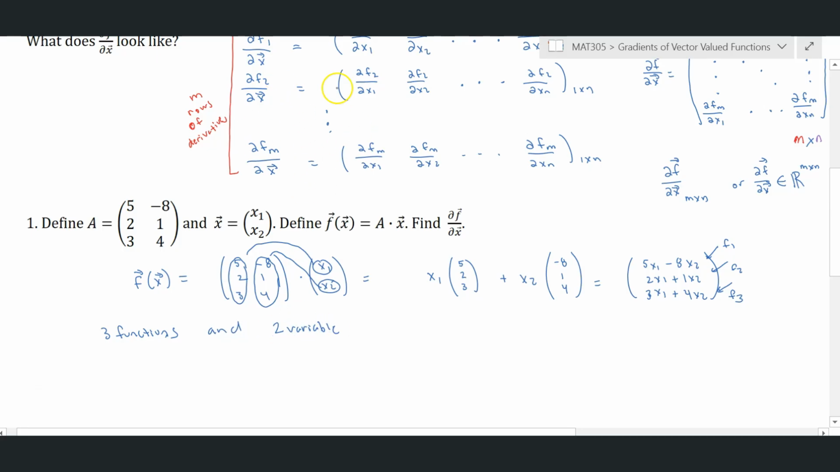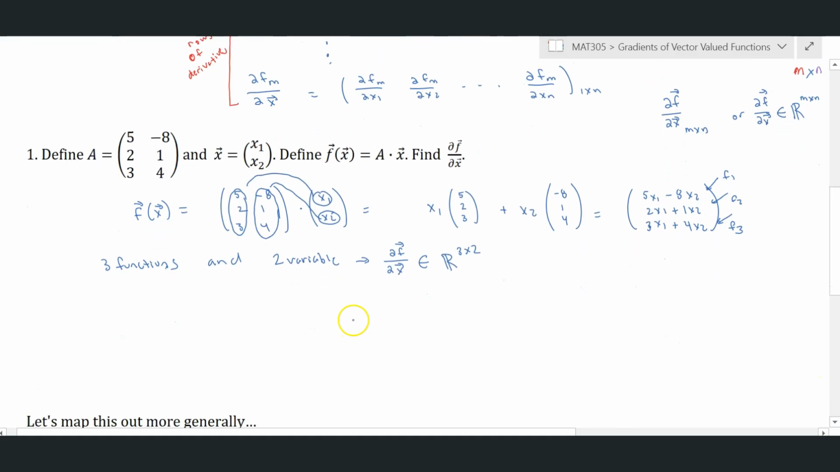So using our nomenclature over here, we had m functions and n variables. That produced an m by n. So we are actually going to end up with the derivative of our function with respect to all of our variables. We're going to end up with that being a matrix that lives in 3 by 2. It's a 3 by 2 matrix. Let's actually go ahead and compute them.